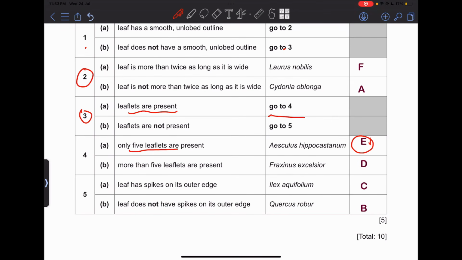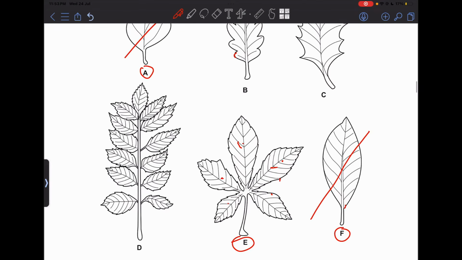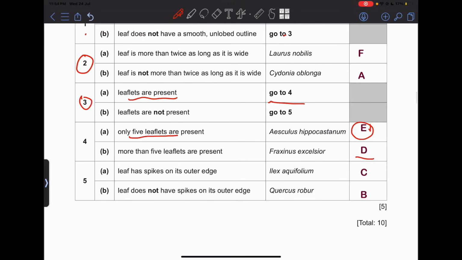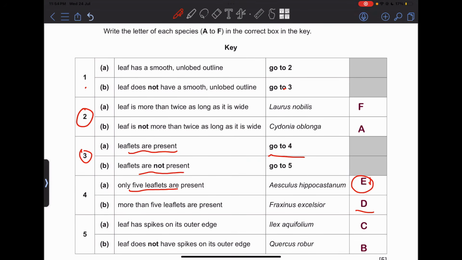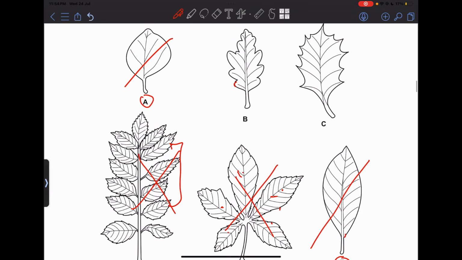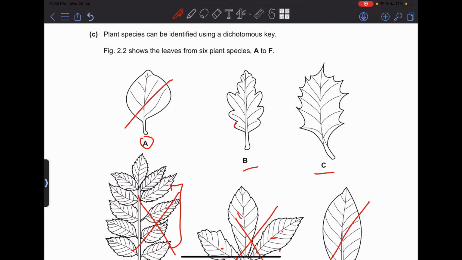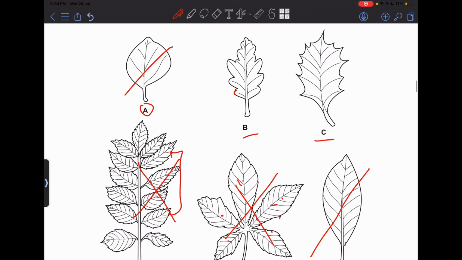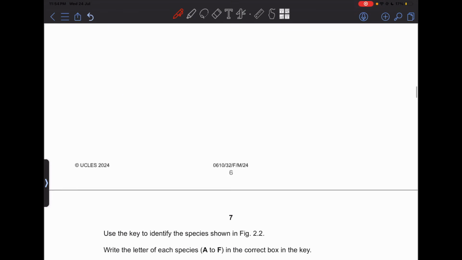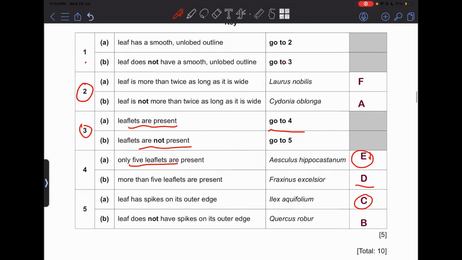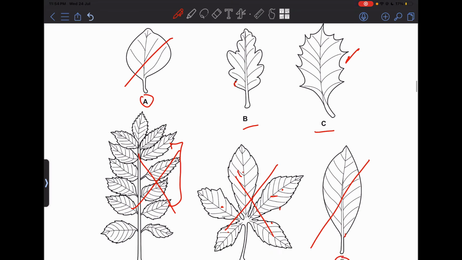More than 5 leaflets are present. So let's see, this one, of course, is more than 5, so our answer is going to be D. Now let's see the other description. Leaflets are not present, so this is the rest of them. Like this one is done and this one is done. So B and C are the remaining plants. Let's see. 5A says a leaf has spikes on its outer edge. So this is this one. So our answer is going to be C. Leaf does not have spikes on its outer edge, which is B.